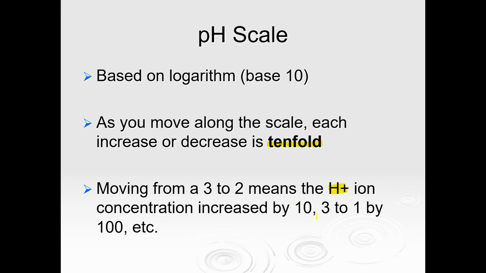If we were to go 2 steps from a 3 to a 1, it would be 10 times from 3 to a 2, and then another 10 times from 2 to a 1, and so that would be 100. So each step that you take on the scale is a 10-fold change. So if you move 3 steps, it would be 10 times 10 times 10, or 1,000 times difference. So just be sure you kind of understand what those numbers are representing.